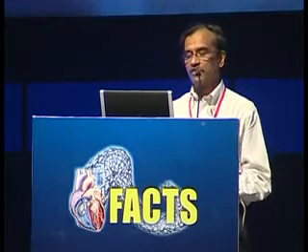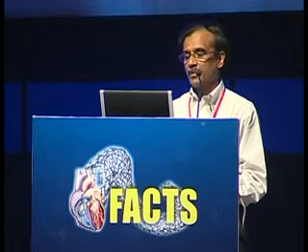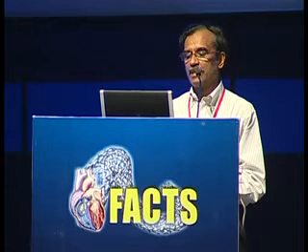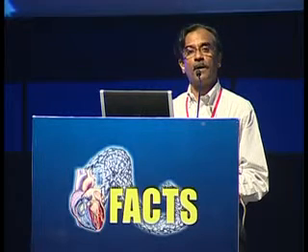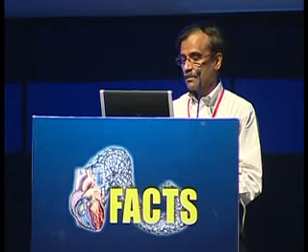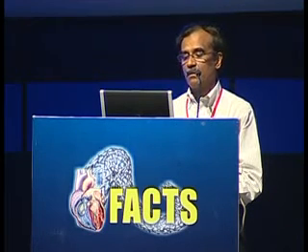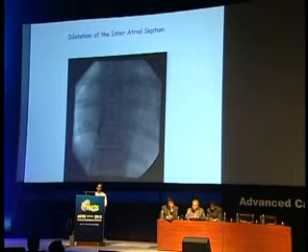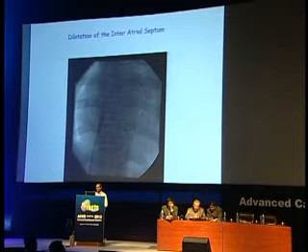Here is a case where we couldn't cross even after the 14 French dilator, and then we advanced the Mullins sheath and placed the PTCA wire along the side of the LA wire, and then dilated with the 5 millimeter balloon. You can see how thick the septum is. So if you dilate only with the dilator, it's impossible to traverse this interatrial septum.